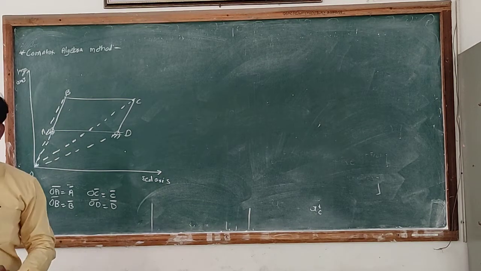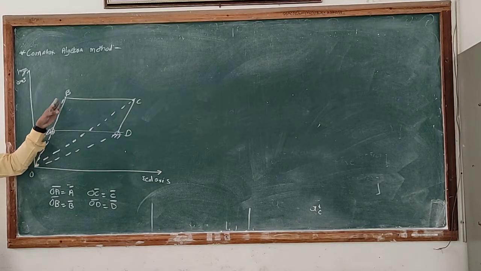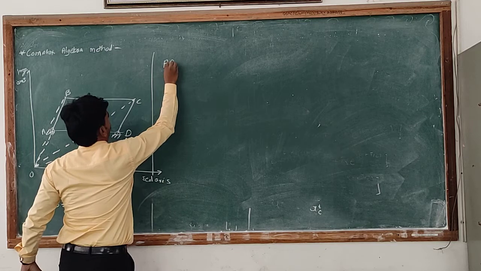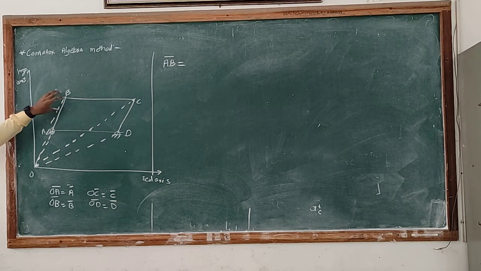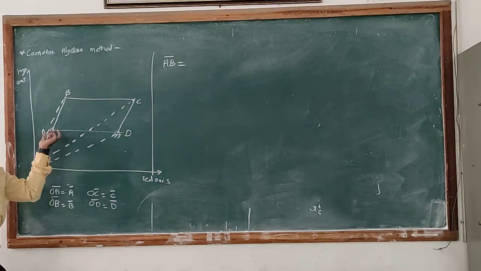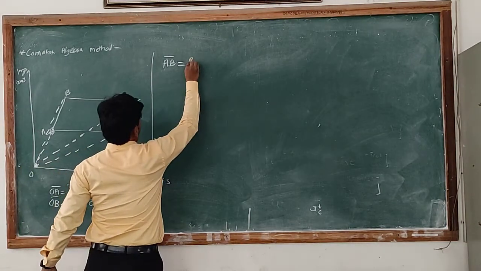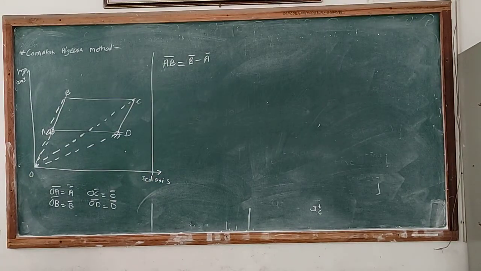Now I want to represent the point B with respect to A. Then it can be represented by AB bar. I want to represent the point B with respect to A, then I can write it as AB bar, and it is equal to B bar minus A bar.